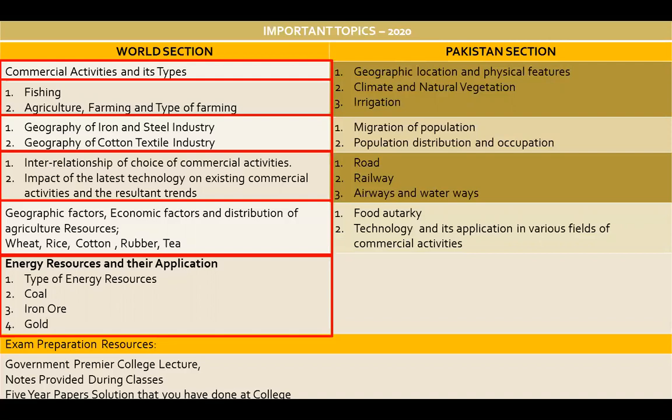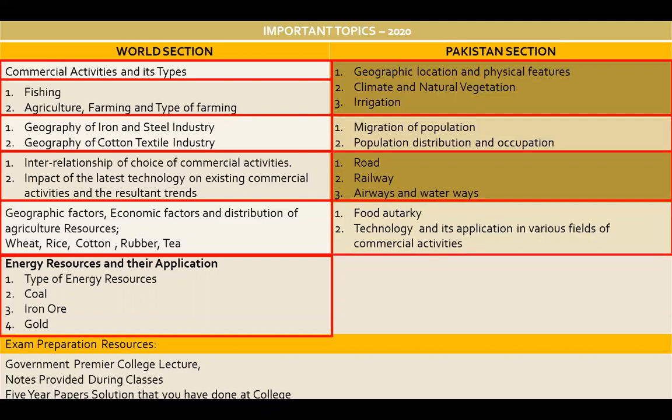Then we have the Pakistan section. It is very simple: you have to give a single answer carrying 8 marks, and you have 1, 2, 3, 4 areas where the questions come from. Number one, geographic location and physical features. These topics also cover short answers. Then climate and vegetation, then the irrigation system. These three topics are very important, and among these three, one would be in your examination paper.